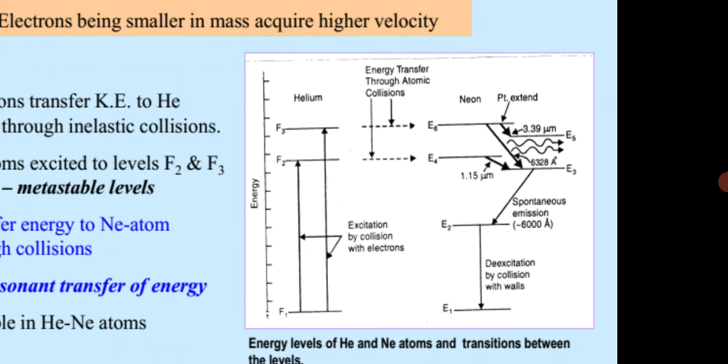From the E2 level, they are de-excited by collision with the walls. The atoms of the neon get to the ground state energy level. So again population is achieved, and again population inversion is achieved by collision with the helium atoms.